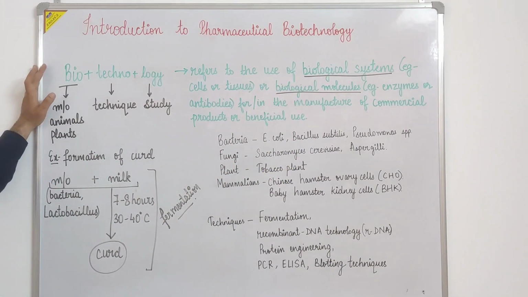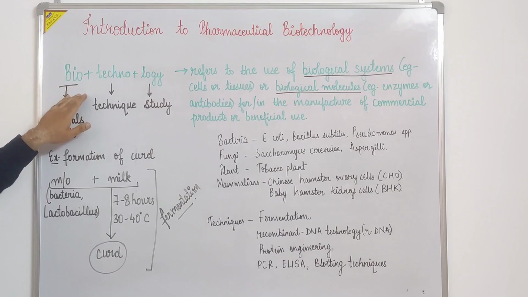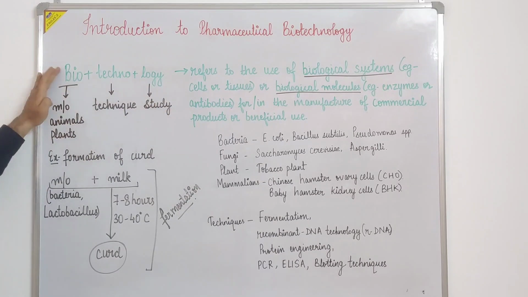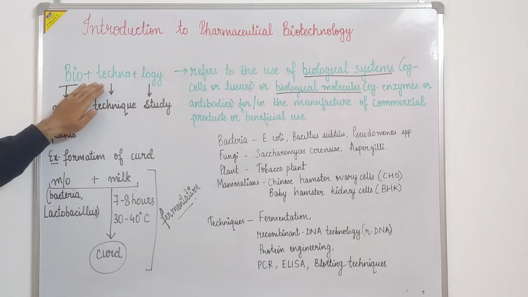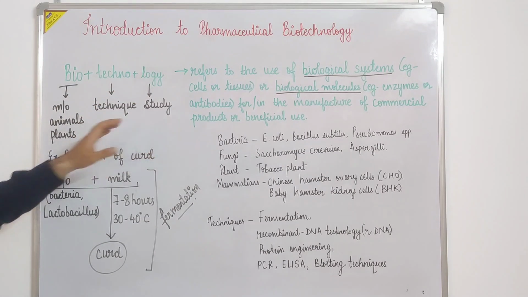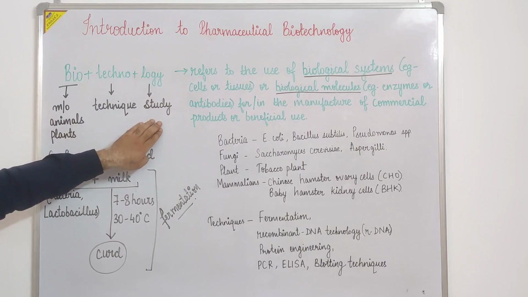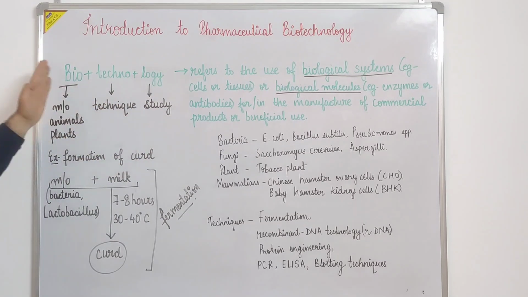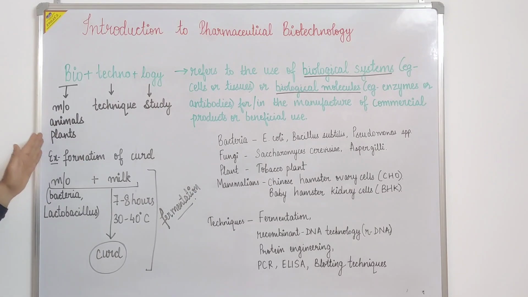Let's first understand the term, what is biotechnology. This term biotechnology in itself contains three small words. One is bio, second is techno, and third is logy. Bio means anything which has life, which is living. For example, microorganisms, animals, or plants. Techno here means a technique or any technique. Logy means study. So you can say biotechnology is the study where we apply technique on the living organisms. They can be microorganisms, animals, or plants for some beneficial use.